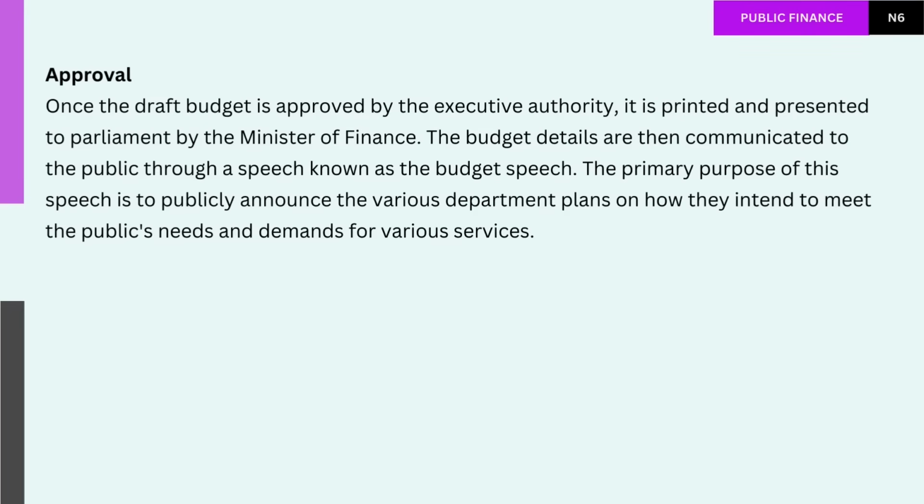2. Approval. Once the draft budget is approved by the executive authority, it is printed and presented to Parliament by the Minister of Finance. The budget details are then communicated to the public through a speech known as the budget speech. The primary purpose of this speech is to publicly announce the various department plans on how they intend to meet the public's needs and demands for various services.